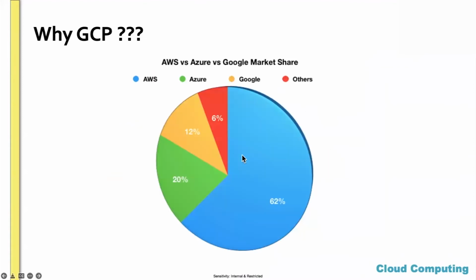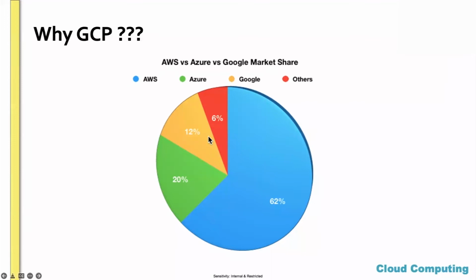This is not the accurate data, but maybe a little while back it was like this. AWS held 62% of market share, but this might have changed. It will keep on changing, and there will be a huge difference right now. 12% is by Google Cloud and 20% is by Azure. So AWS is a very early player in the market. They started the cloud in 2006 itself, and there will be some reason you are here, right? Why are you looking to learn Google Cloud?